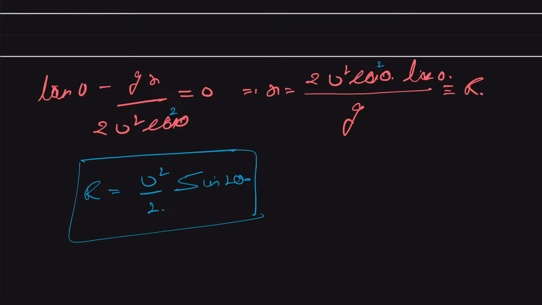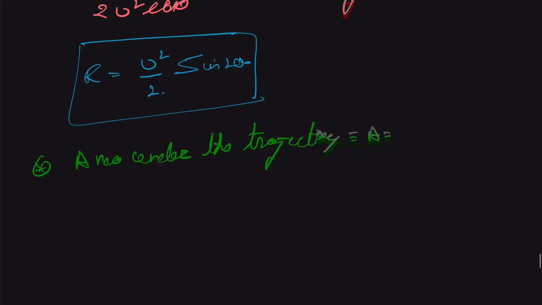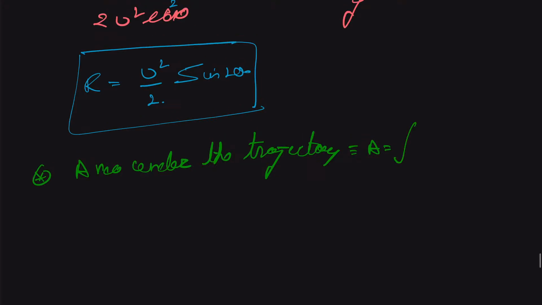Now we are interested only in what? That is the area under the trajectory. Okay. So we are interested in the area under the trajectory, and that is basically the area under the curve. So we can see A, from 0 to R, we have y dx, that is similar to our area under the curve.